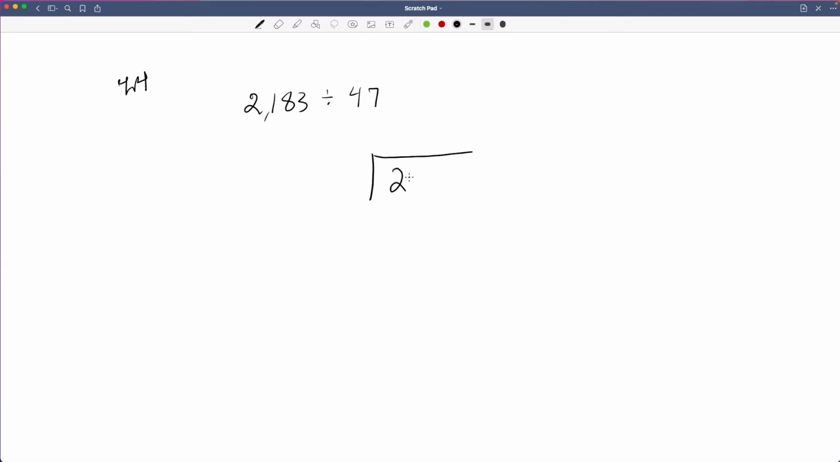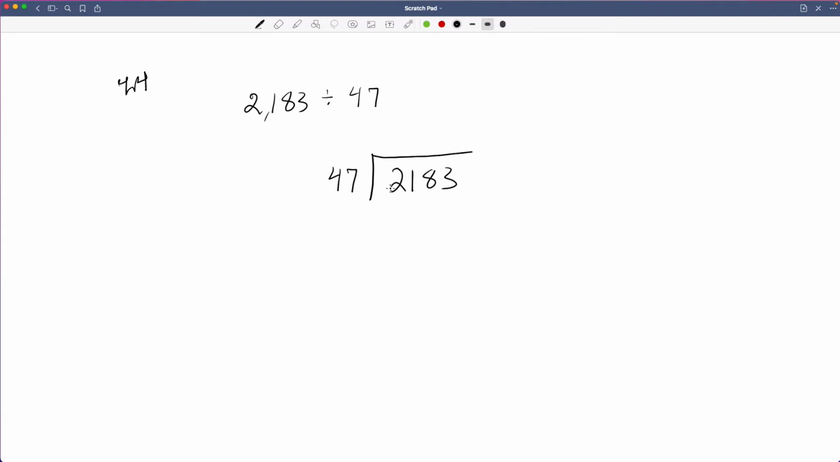Here's our dividend, 2183. And here is our divisor. That's correct for those of you who are filling in and waiting for me to say it. So what I'm going to do is look at the number of digits here and the number of digits here. I've got 2 digits here. Look at the first 2 digits here. Well, 47 is greater than these first 2 digits. So that means I can't divide it out of these two. So I'm going to have to go to the first 3 digits.